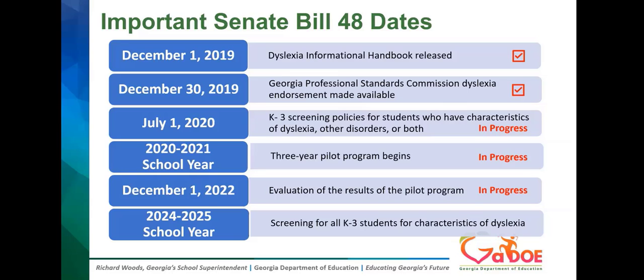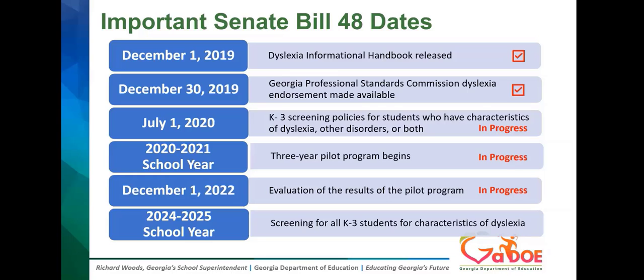By December 1st, 2022, we are to have a completed evaluation of the dyslexia pilot results, and that is currently in progress. And instead of waiting until the end of the 2022 deadline, we decided that it would be best to provide dyslexia implementation updates or briefs in preparation of that time, so districts and schools are not waiting until the last minute to get the information that they'll need to help make informed decisions regarding screening and interventions for dyslexia.